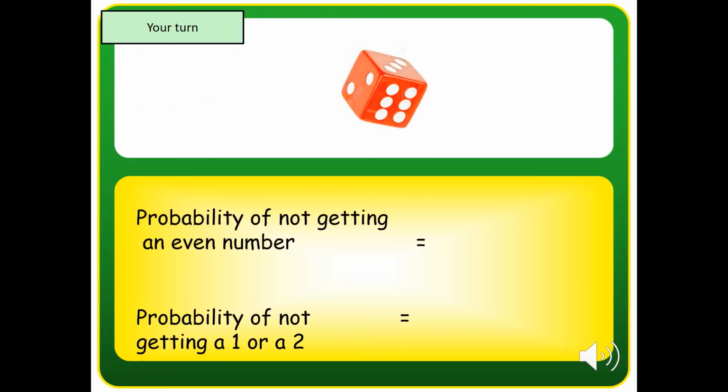Okay, what I would like you to do is, once I finish talking, to pause the video and have a go at calculating the probability of not getting an even number. Then once you have finished that, calculate the probability of not getting a 1 or a 2 on a fair six-sided die.